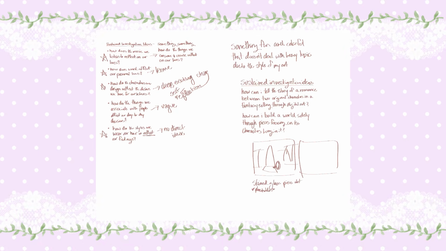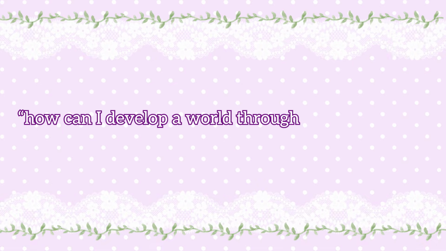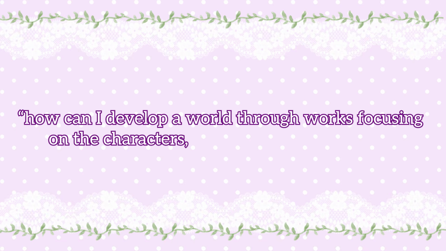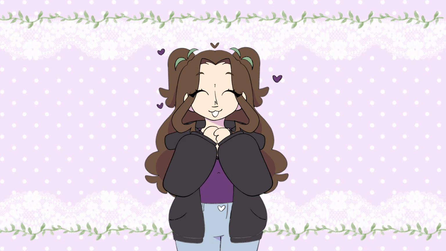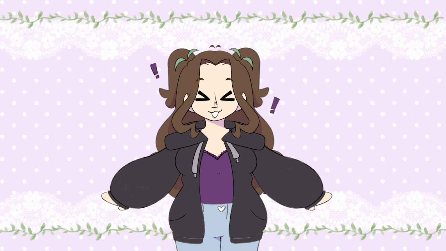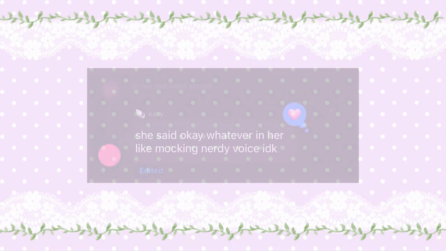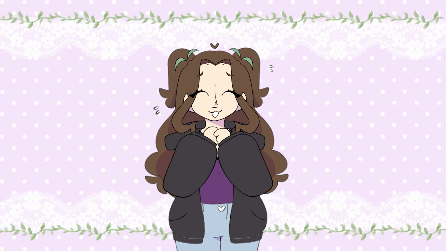Some of my SI ideas were total misses, but eventually one of them stuck. How can I develop a world through works focusing on the characters, locations, and items in it? Alright, we have an idea. Now what? I'll tell you now what, we get to brainstorming. Because what the hell does this mean? Develop a world through pieces focusing on the characters? What are you talking about? Well, this is where we're gonna figure it out.